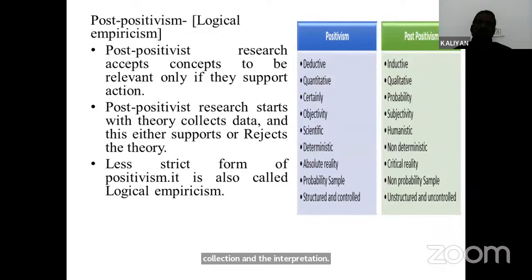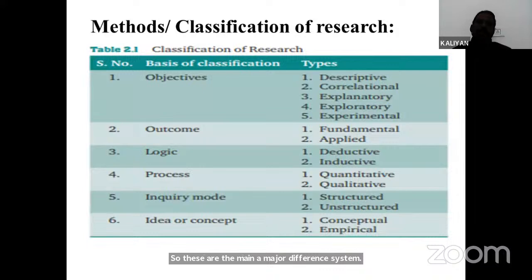Positivism is logical empiricism. The difference between positivism and post-positivism is that positivism uses the deductive approach, while post-positivism uses the inductive. One is quantitative, the other qualitative. So these are the major differences between positivism and post-positivism. And next is the methods or classification of the research.